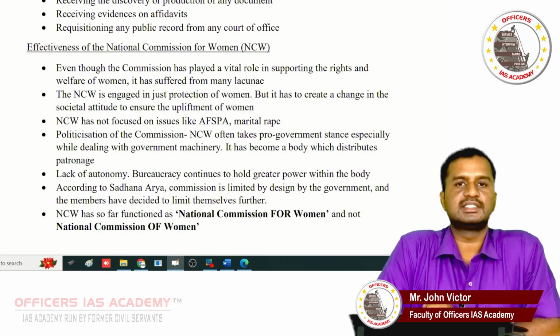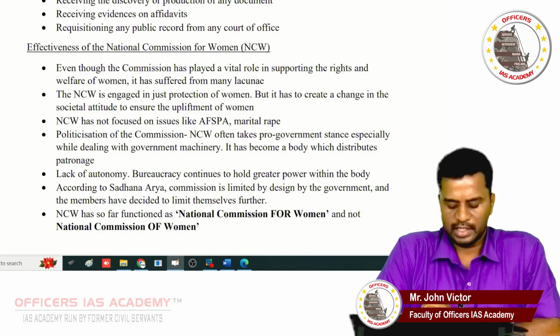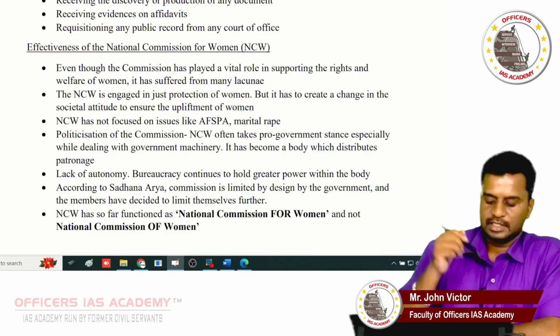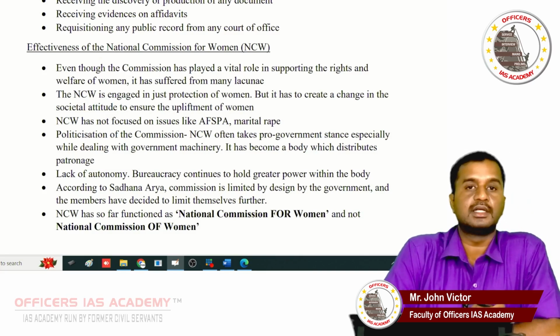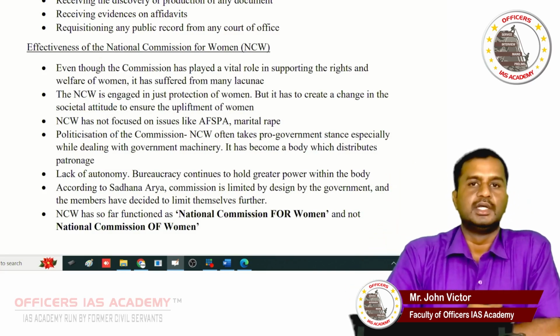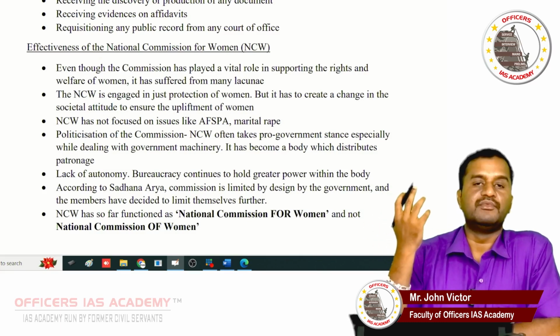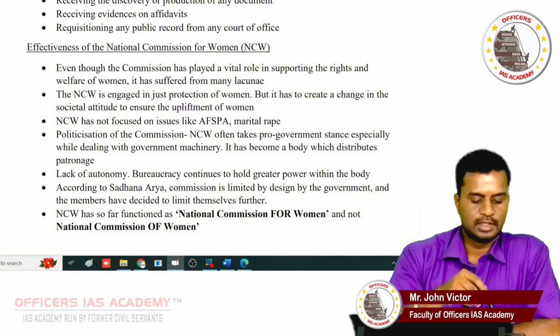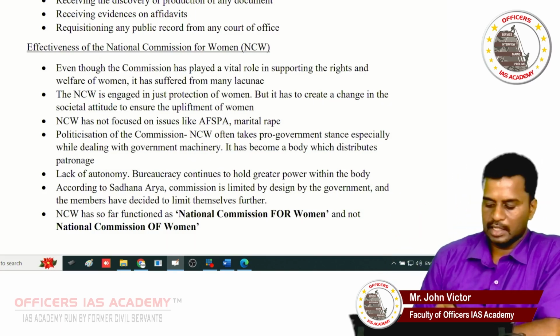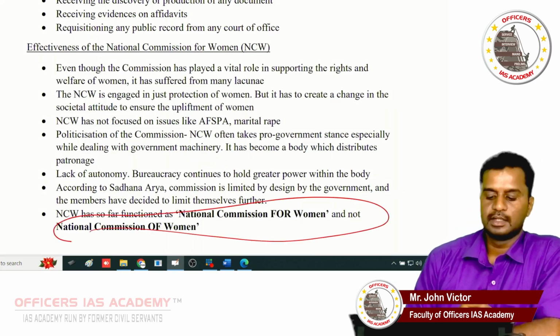Many scholars have criticized the NCW. An important criticism is that it is just a National Commission for Women and not National Commission of Women, which means this commission is taking care of women, but women are not the decision makers. Power is not in the hands of women. So this is an important remark regarding NCW.